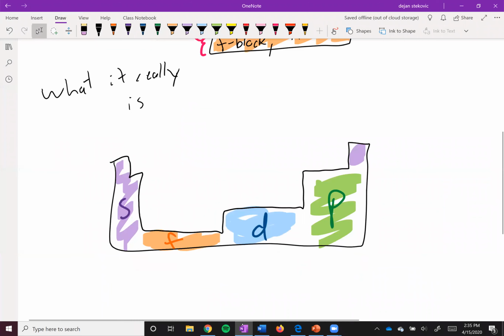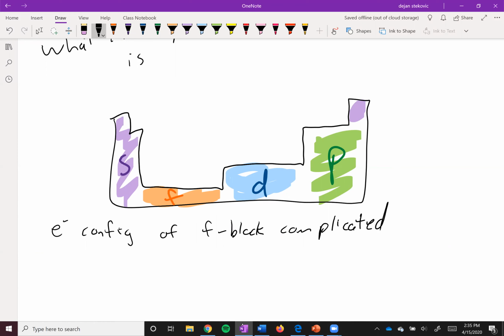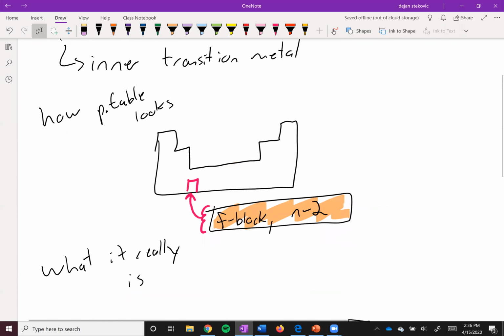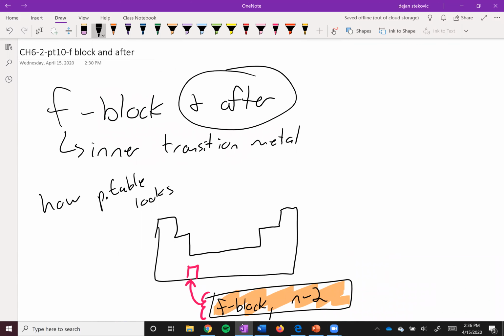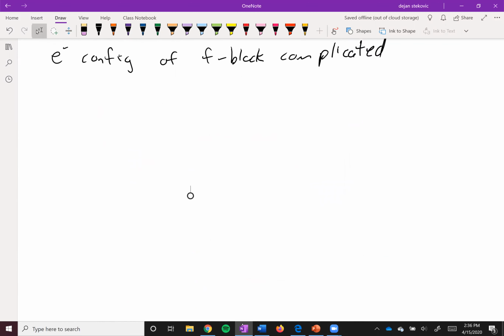The filling of electron configurations in the F block gets quite confusing. So we'll say it's complicated. That's just a fancy way of saying confusing. And so I won't directly ask you to answer a question of what's the electron configuration of an F block element. That's not a question that I will ask. I will ask for the after part, so elements after the F block. So let's take a look at that.